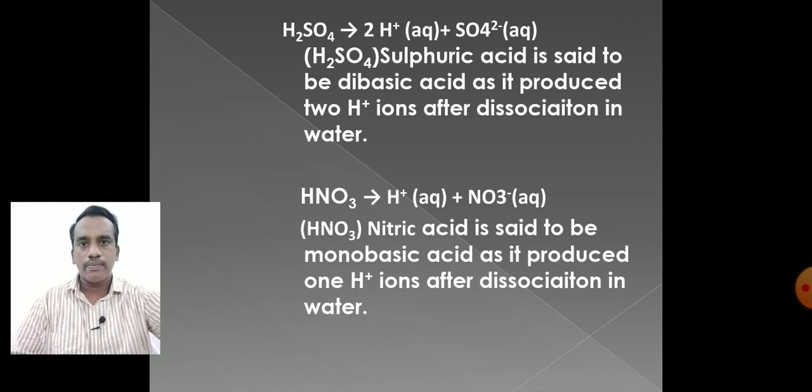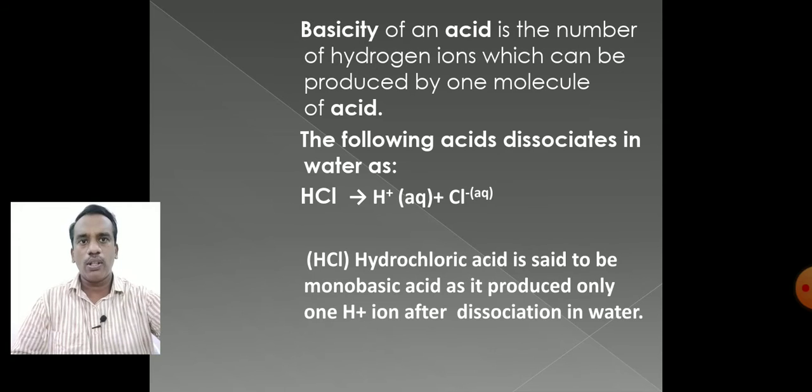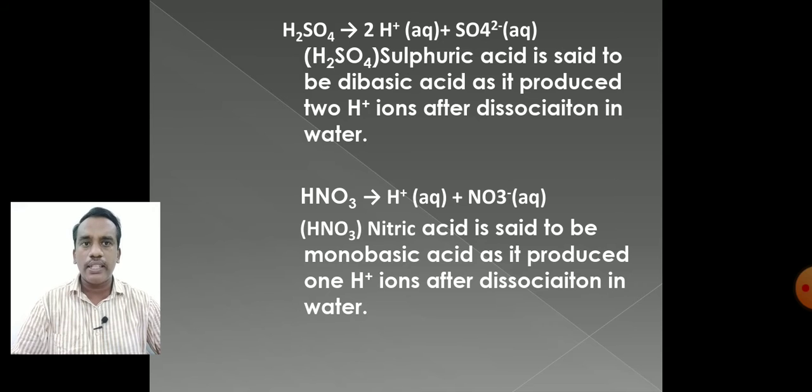Now if I take H2SO4, sulfuric acid, in water, when it is dissociated, it forms 2 H plus ions. Now can you say what is the basicity of sulfuric acid? Yes, we had known about the basicity, meaning the number of H plus ions given by an acid is called the basicity. Here how many H plus ions were given by the sulfuric acid? We are able to see it had produced 2 H plus ions. So what is the basicity of sulfuric acid? We can say its basicity is 2.